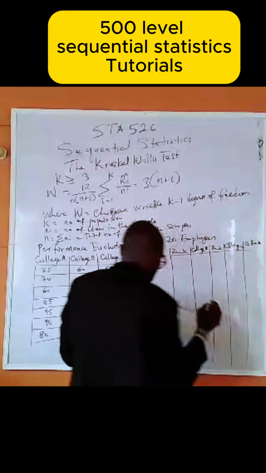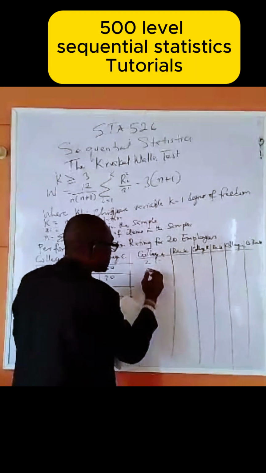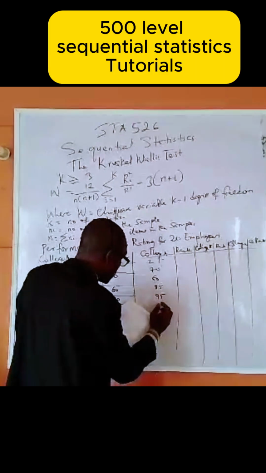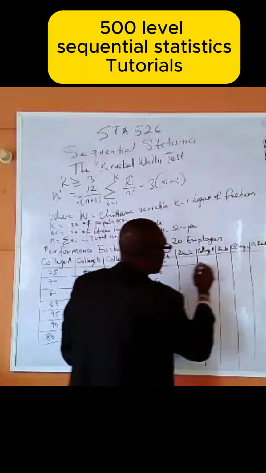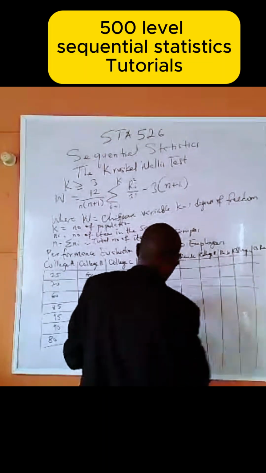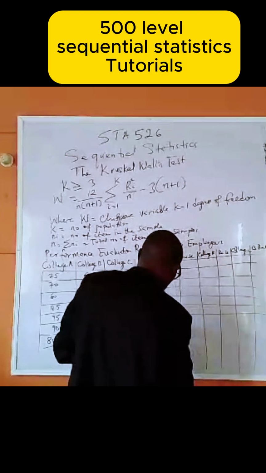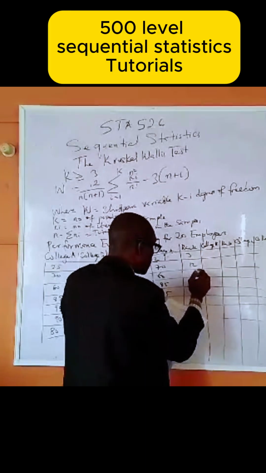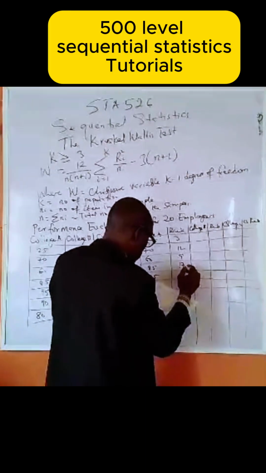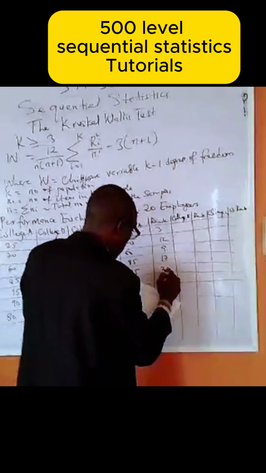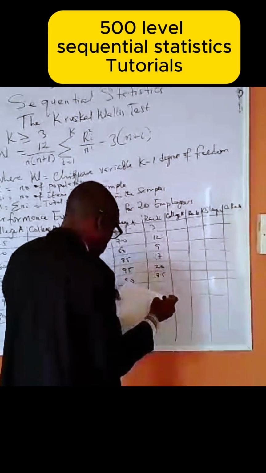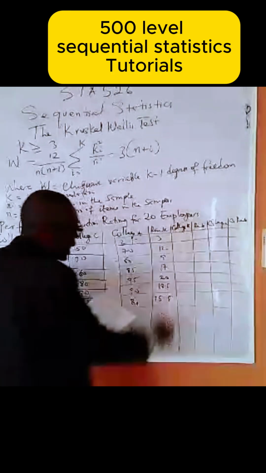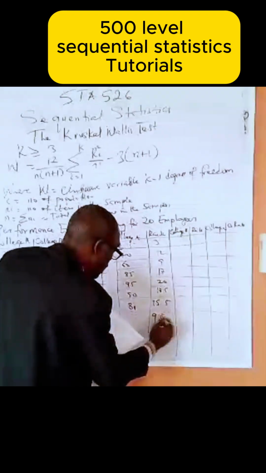Now, put the data here. For college A we have 25, 70, 60, 85, 95, 90, 80. From the ranking, we have 3 for 25, 12 for 70, 9 for 60, 17 for 85, 20 for 90, 18.5 for 95, and for 80, we have 15.5. So the total ranking here is 95.